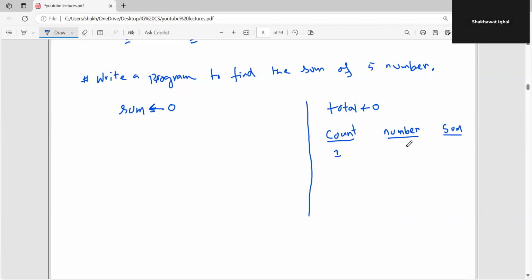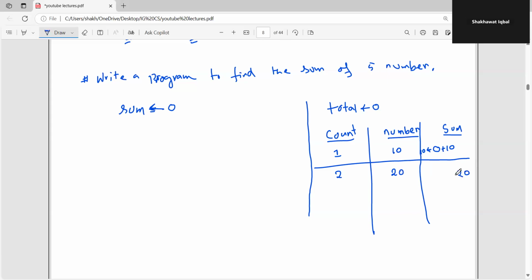I ask you, what is the first number? My first number is 10. So sum was 0, added by 10, so it turns into 10. Okay, we can segregate this by columns. Now count is 2. What is the next number? You said my next number is 20. Before, sum was 10. Now it turns into 30, right?